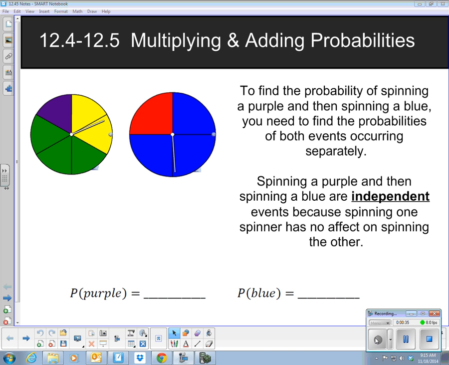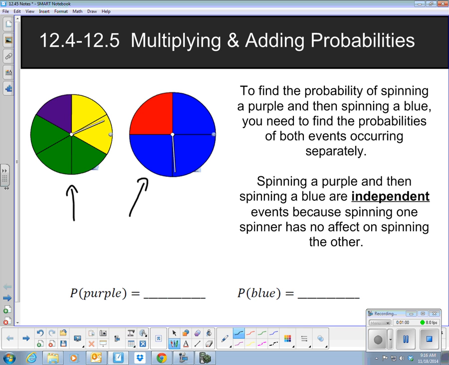You got two spinners. To find the probability of spinning a purple and then spinning a blue, you need to find the probabilities of both events occurring separately. Spinning a purple and spinning a blue are independent events because the spinner on the left has nothing to do with the spinner on the right. The spinner on the right has nothing to do with the spinner on the left. It doesn't matter. This will have no effect on this. This is called independent. One does not affect the other.